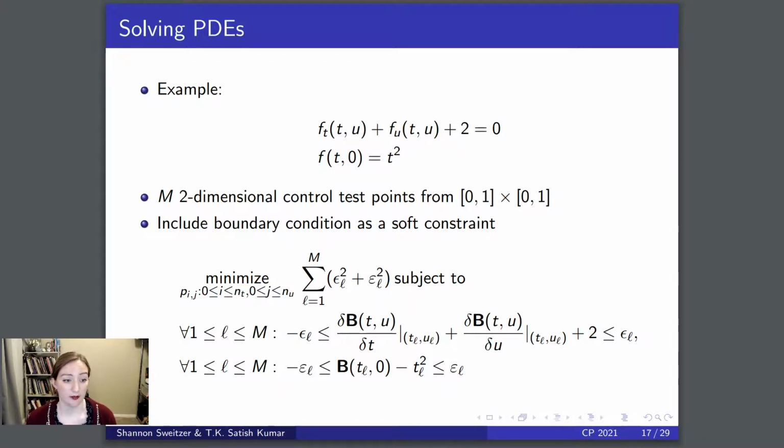For each test point, we add the term epsilon squared plus var epsilon squared, where epsilon and var epsilon come from the constraints given below. Unlike with the single variable case, where the boundary conditions were encoded as hard constraints, we now implement the boundary conditions as soft constraints since they involve entire domains. The test points were chosen from the domain [0,1] cross [0,1].